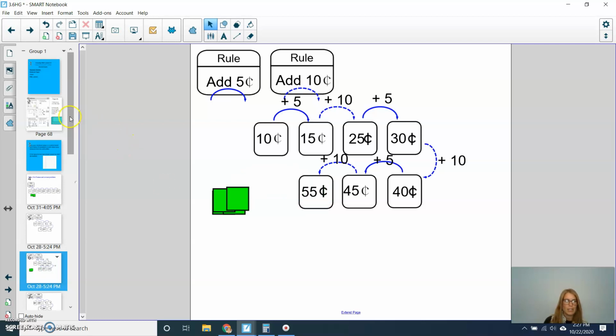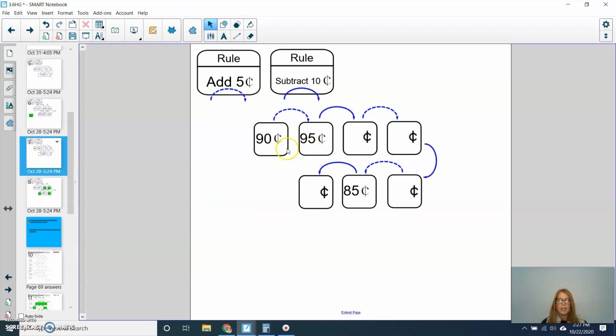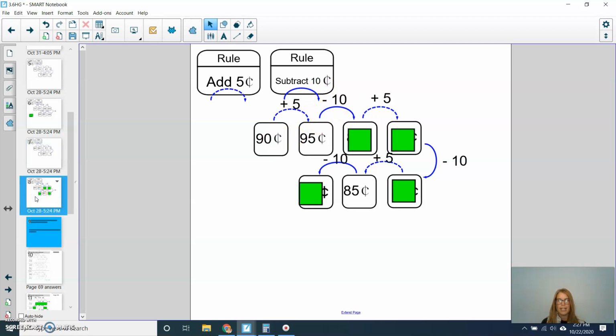Let's try one more like this before we go into our math journal. So this time, whenever I see the dotted or dashed line, I'm going to add 5. Whenever I see the dark line, I'm going to subtract 10. So again, I'm going to plug in those numbers and write the plus 5 and the minus 10 next to the matching lines. Can you try solving this puzzle and then press play when you're ready to check?